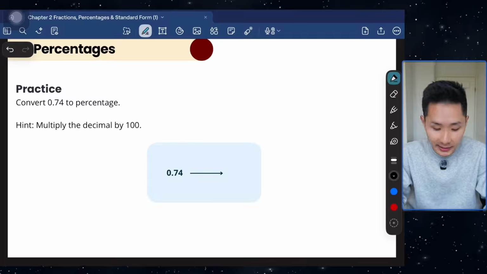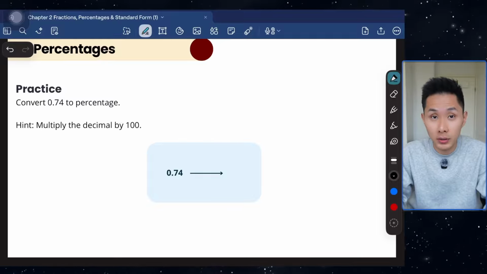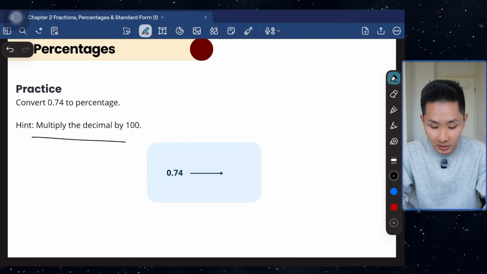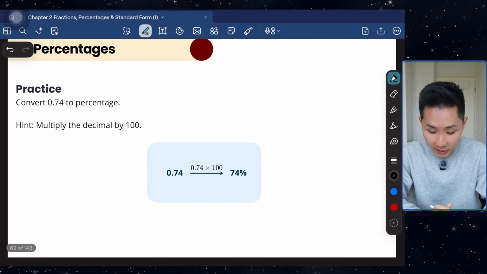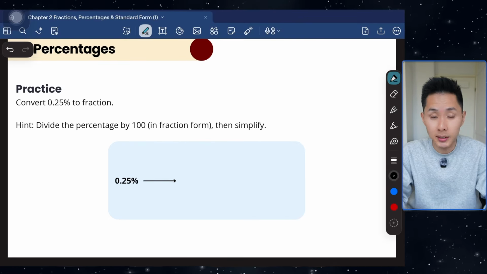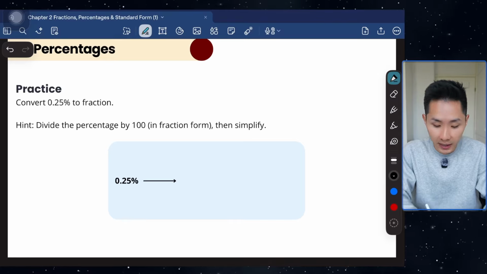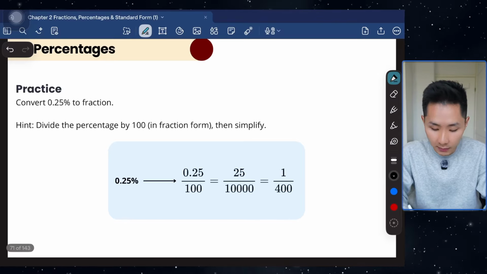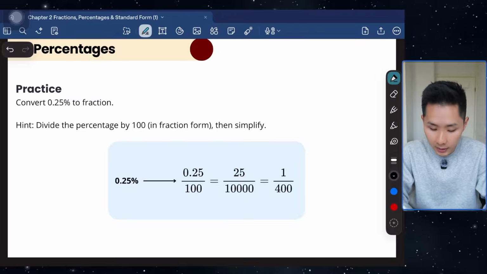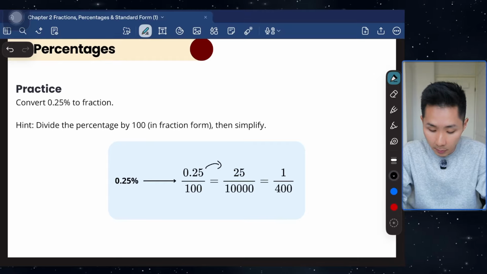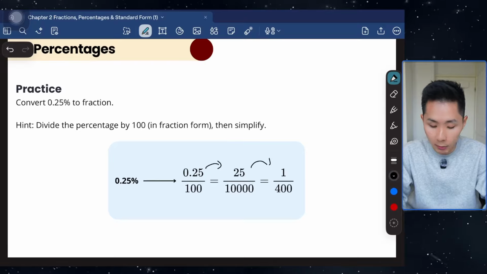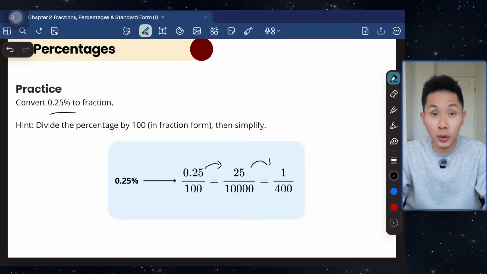Well, let's do some practice. Convert 0.74 to percentage. The hint is to multiply by 100. It will be 74%. So the next practice, convert 0.25% into fraction. That's a bit little. The hint is to divide the percentage by 100. So I'm going to divide 0.25 by 100 and then make it into a proper fraction. And once I simplify it, I will get the fraction of 0.25%.